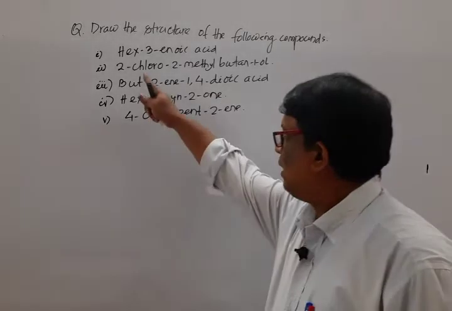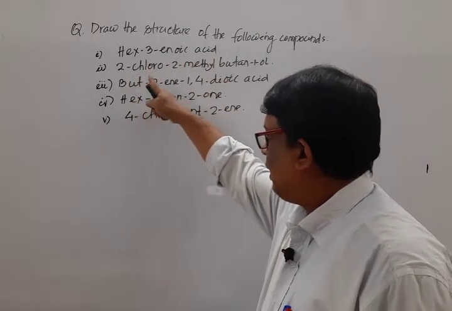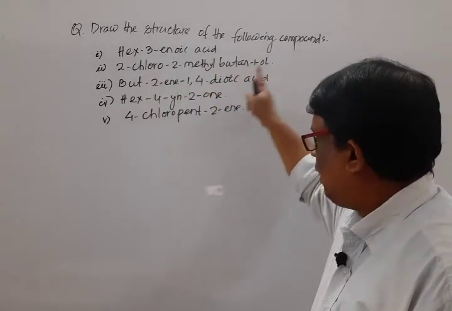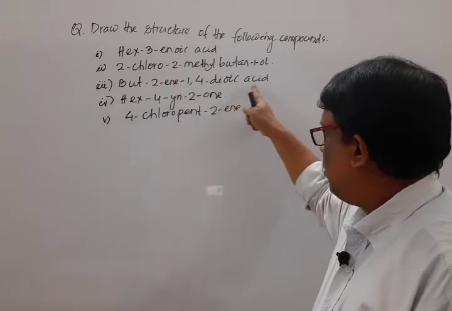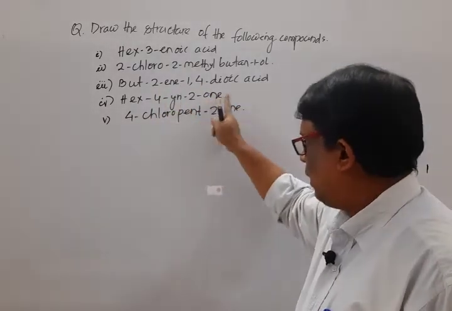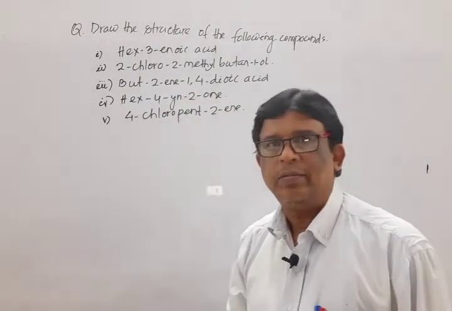Okay. Mark that. One is hex-3-enoic acid. Second one is 2-methylbutan-1-ol. Next, but-2-ene-1,4-dioic acid. Next, hex-4-yn-2-one. Last, pent-2-ene.